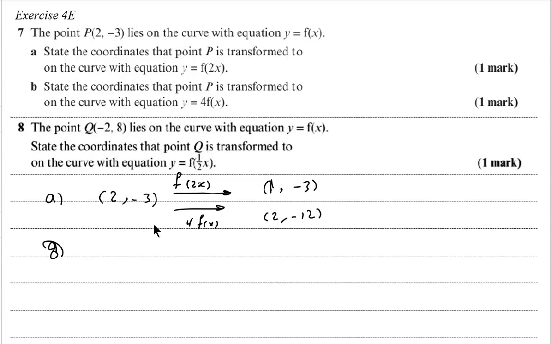Okay, the transformation now is f of half x. In this case, we will multiply the x coordinate of Q by 1 over half, which is 2. So it will be negative 4 and 8.